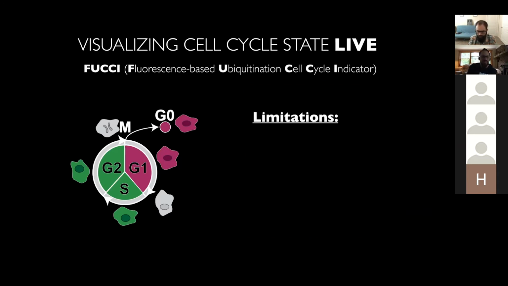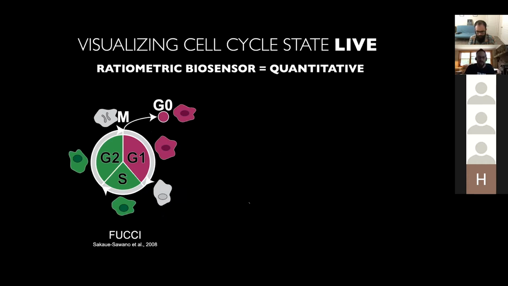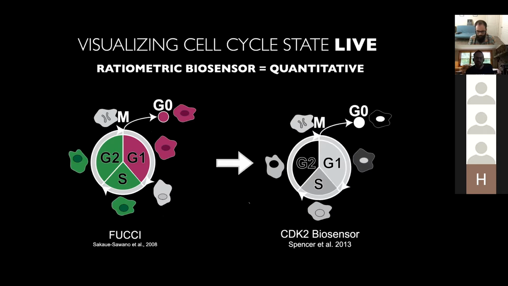The FUCCI system has been great, but it does have some limitations, particularly if you're interested in trying to correlate specific cell cycle states with cell behavior, as we are. For example, it's hard to distinguish S from G2, as the biosensor under geminin will be expressed in both phases. And then you can't distinguish a cell that's cycling in G1 from a cell that's quiescent or differentiated in G0. Fortunately, a biosensor was developed by Tobias Meyer's lab, and Sabrina Spencer, who's now a PI at UC Boulder, published a landmark Cell paper in 2013 showing the activity of a ratiometric biosensor that reads out CDK2 activity in mammalian cell culture.